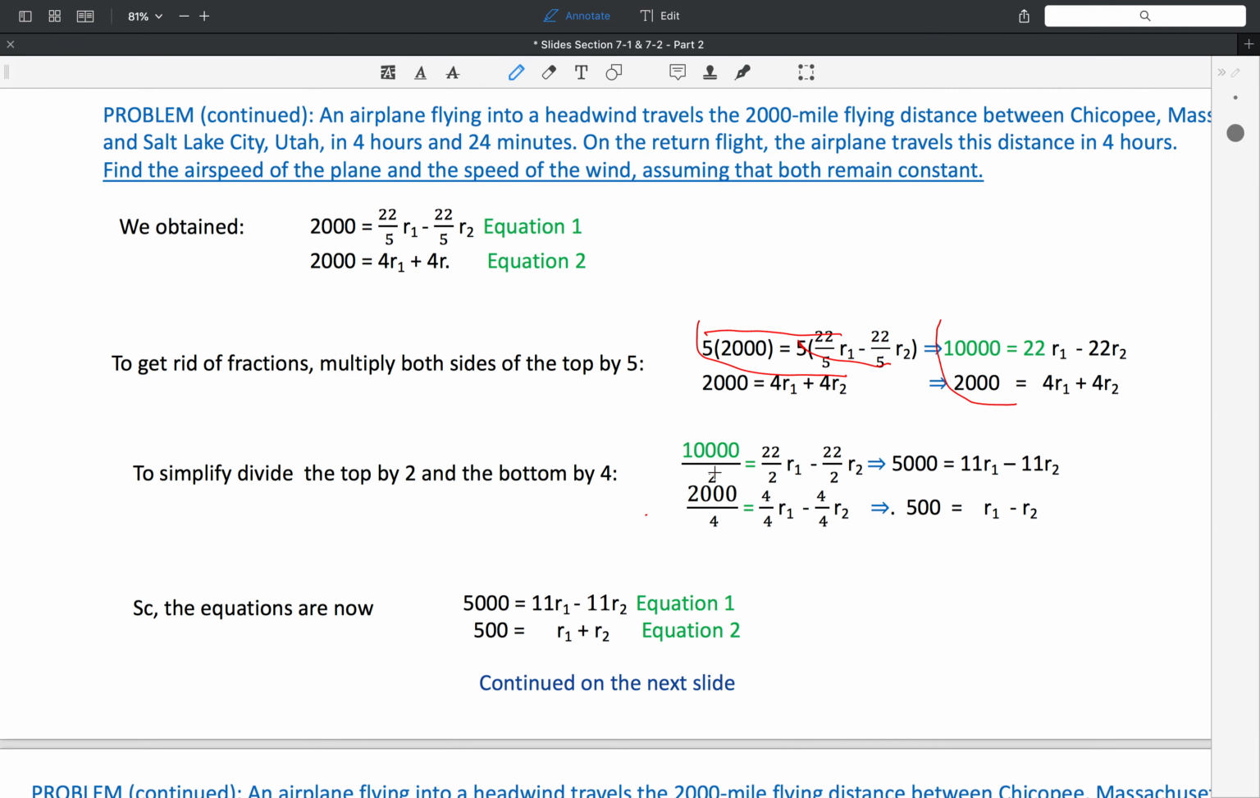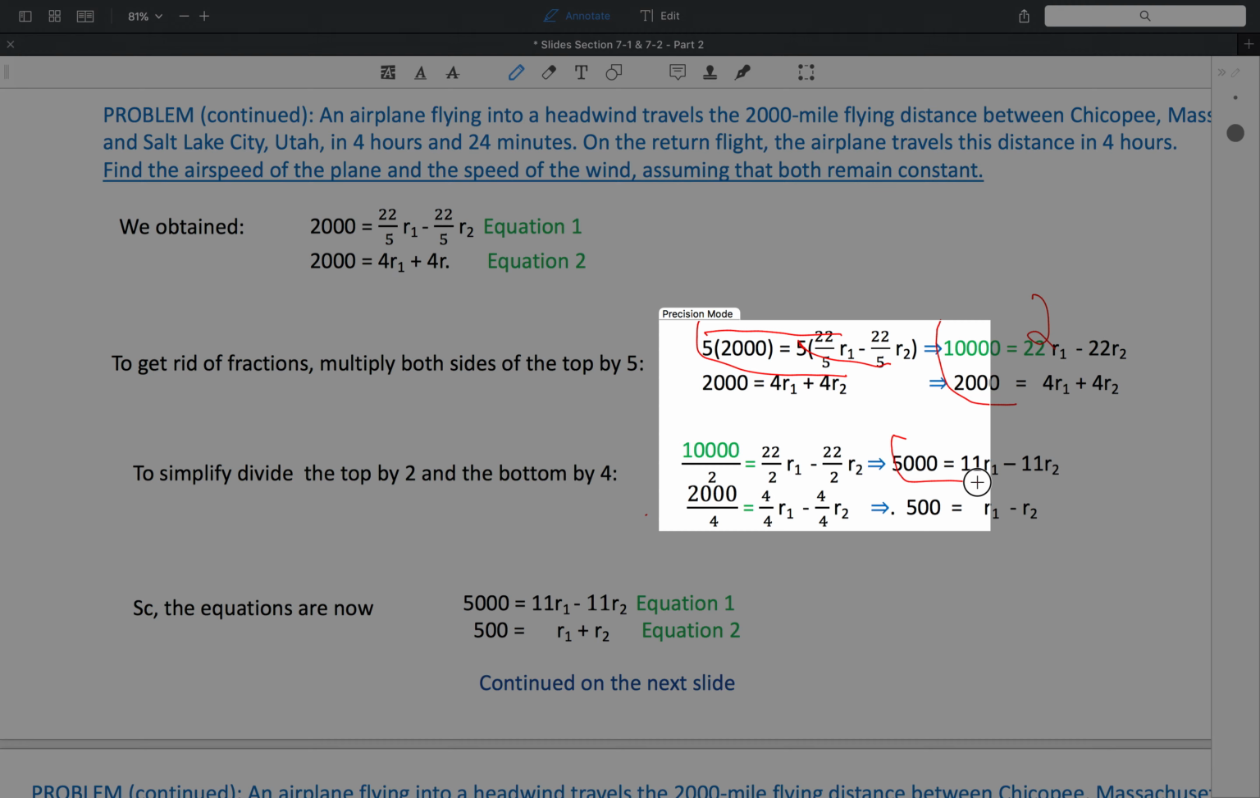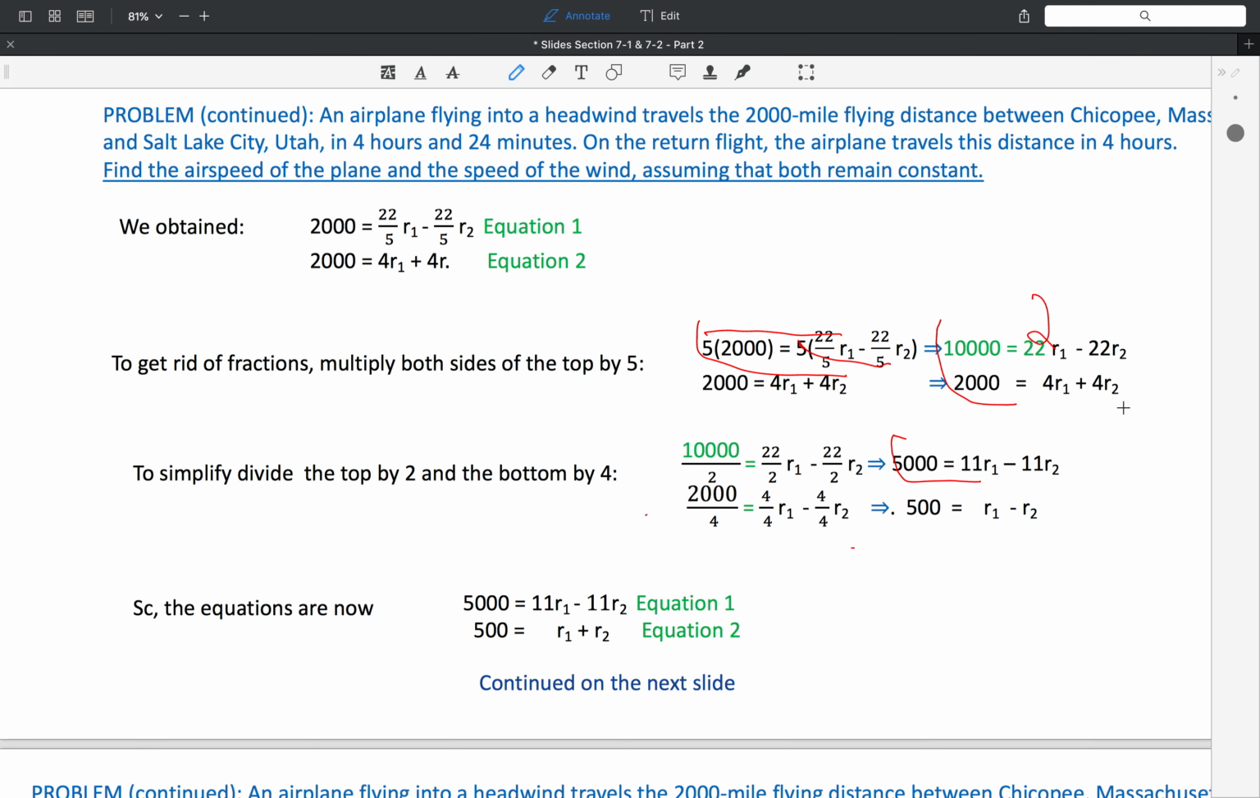And then what I want to do is simplify this. I notice that each of these has a factor of 2, so I divide everything by 2. And when I divide, 10,000 by 2 is 5,000. So this is my new equation over here. And then I notice that everything here has a factor of 4. I can divide 4 into everything. So I do that, and then here's my second equation right here. So this is my new system right here. And I'm going to use elimination, and so what I'm going to do is multiply both sides here by minus 11. Okay, so we'll do that on the next slide.